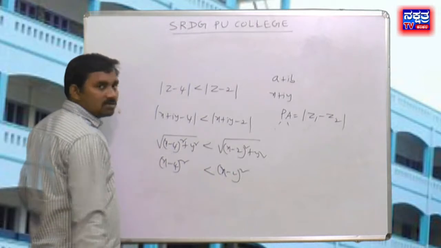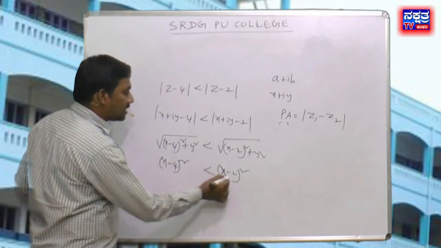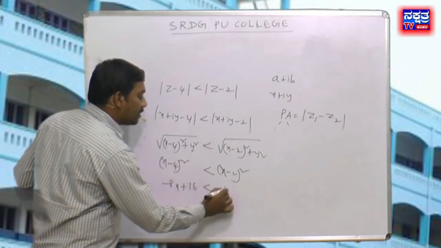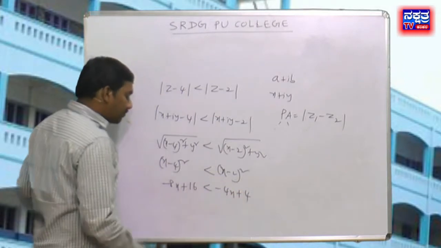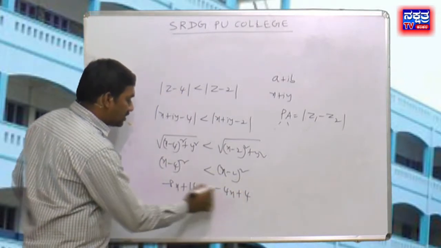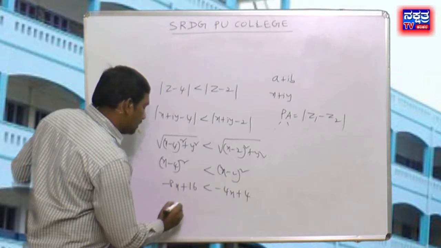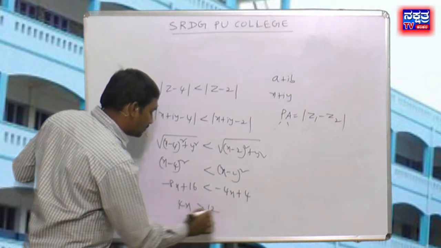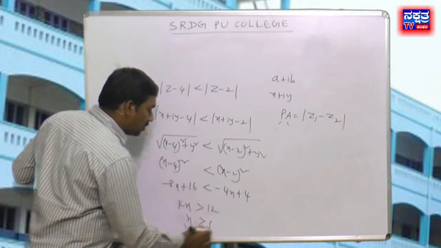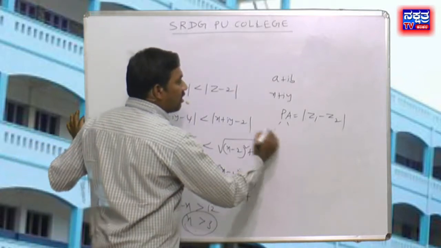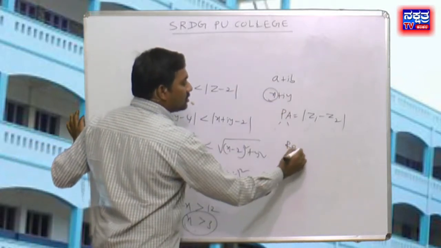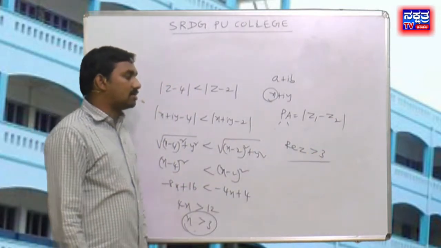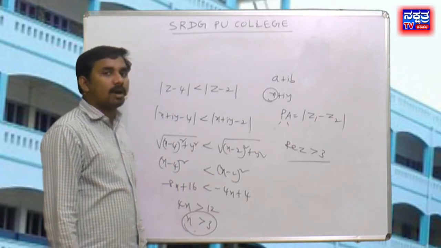By solving this, x square will get cancelled, and here minus 8x plus 16 is less than minus 4x plus 4. Then if you observe, minus 8x minus 4x, if you write this side, 4x is greater than 16 minus 4, that is 12, so x is greater than 3. So x greater than 3 means, what is x called? The real part of z. So the real part of z is greater than 3. So this is the correct answer. That's why we take the fourth option, none of these.